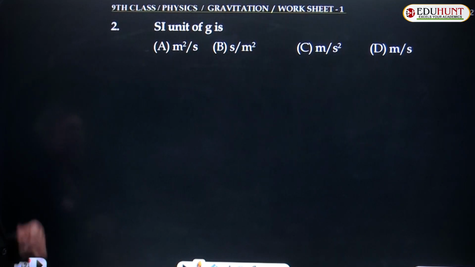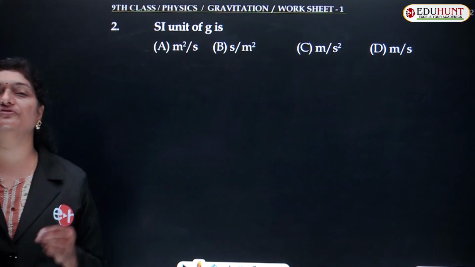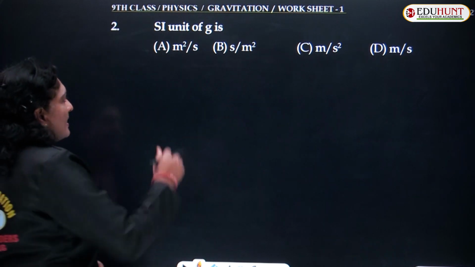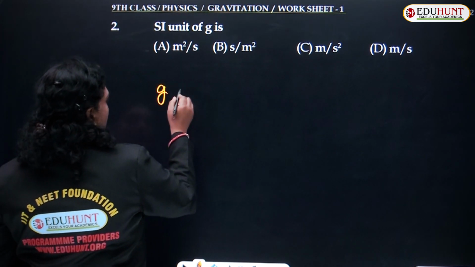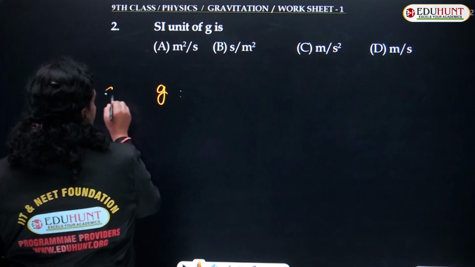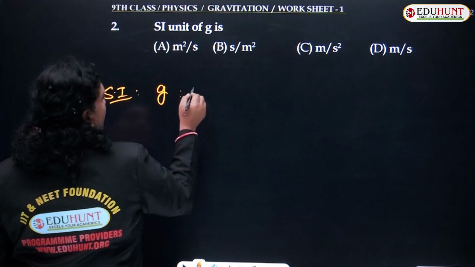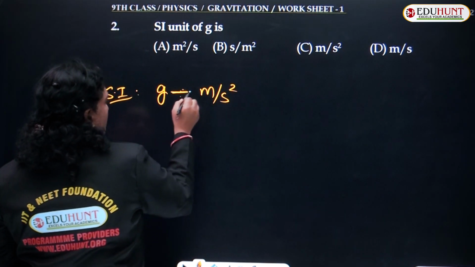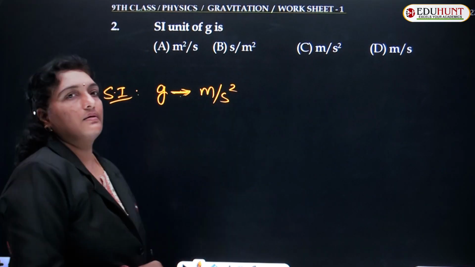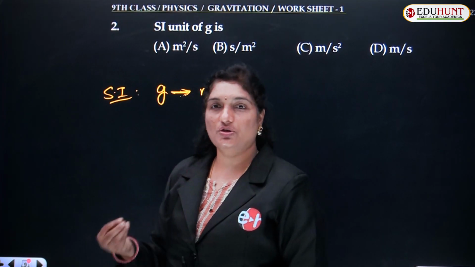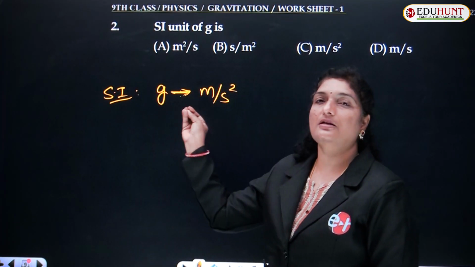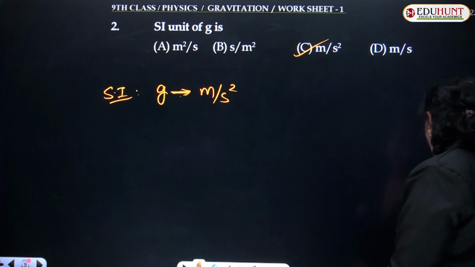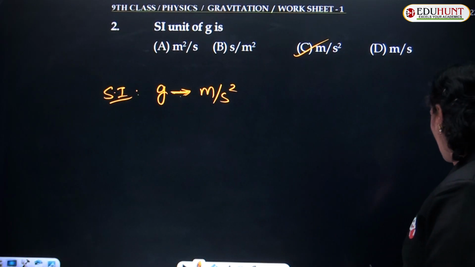Moving ahead with the next question: SI unit of g, acceleration due to gravity. We have discussed that acceleration due to gravity is measured in meter per second square. Hence, the correct option is option C, that is, meter per second square.